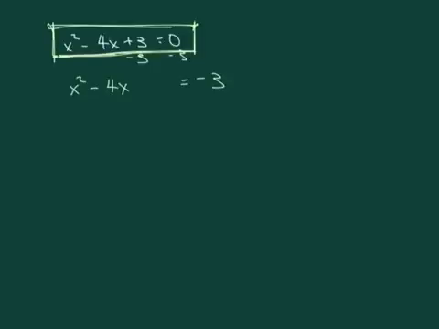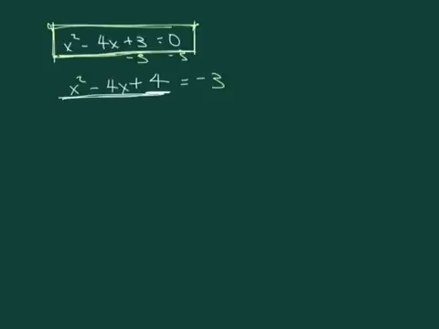Alright, so what I'm looking for is this number right there that'll make it a perfect square trinomial. So remember how to do that? Take half of that and square it. Half of 4 is 2, square it is 4. Now this is a perfect square trinomial.